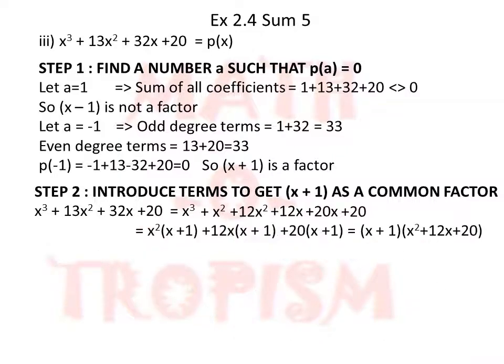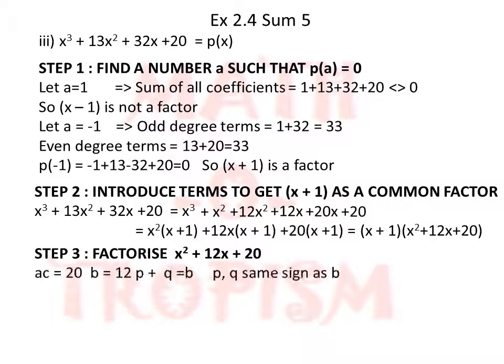So first two terms, x square is common outside: x square into x plus 1. Next two terms, 12x is outside, and then again last two terms, 20 is outside. So I take x plus 1 whole common outside. The balance remaining terms in the quadratic polynomial is x square plus 12x plus 20. Now I need to factorize this x square plus 12x plus 20.